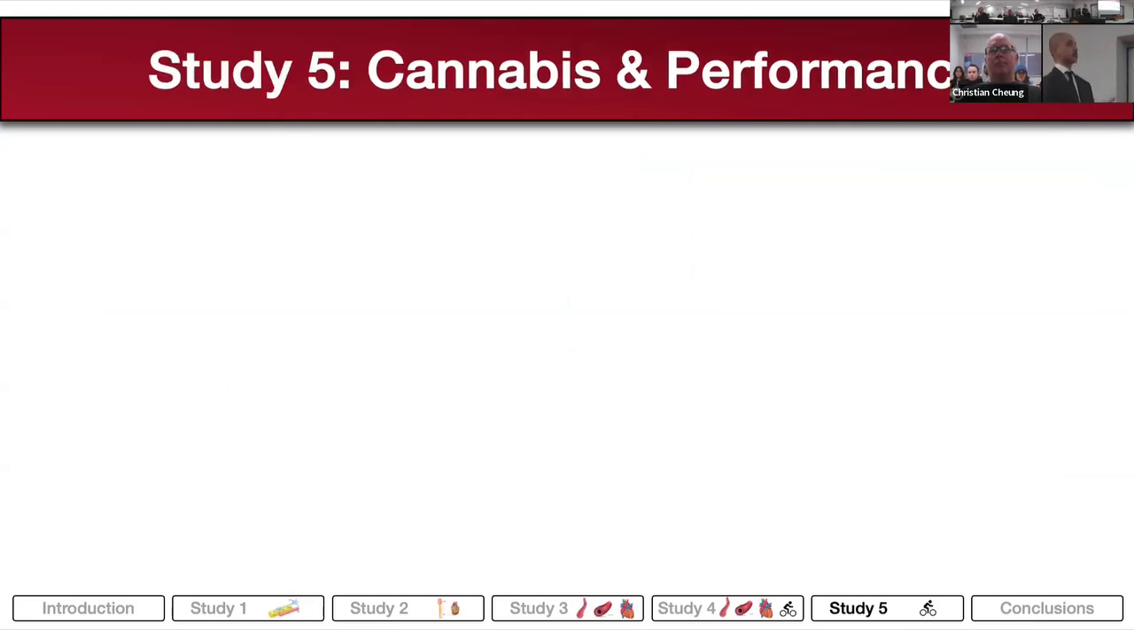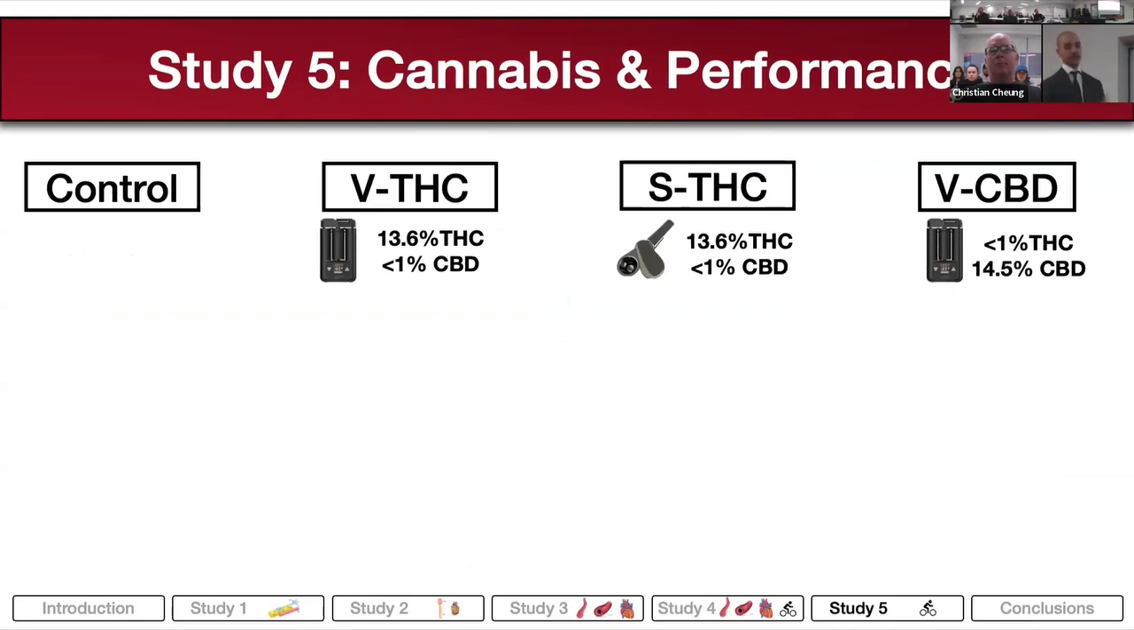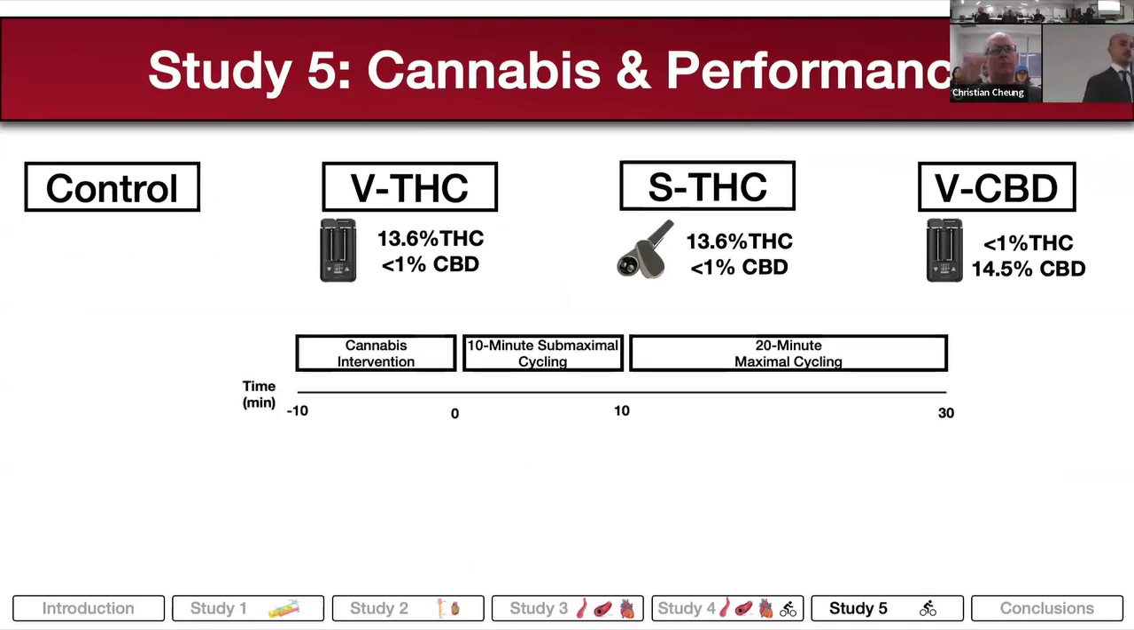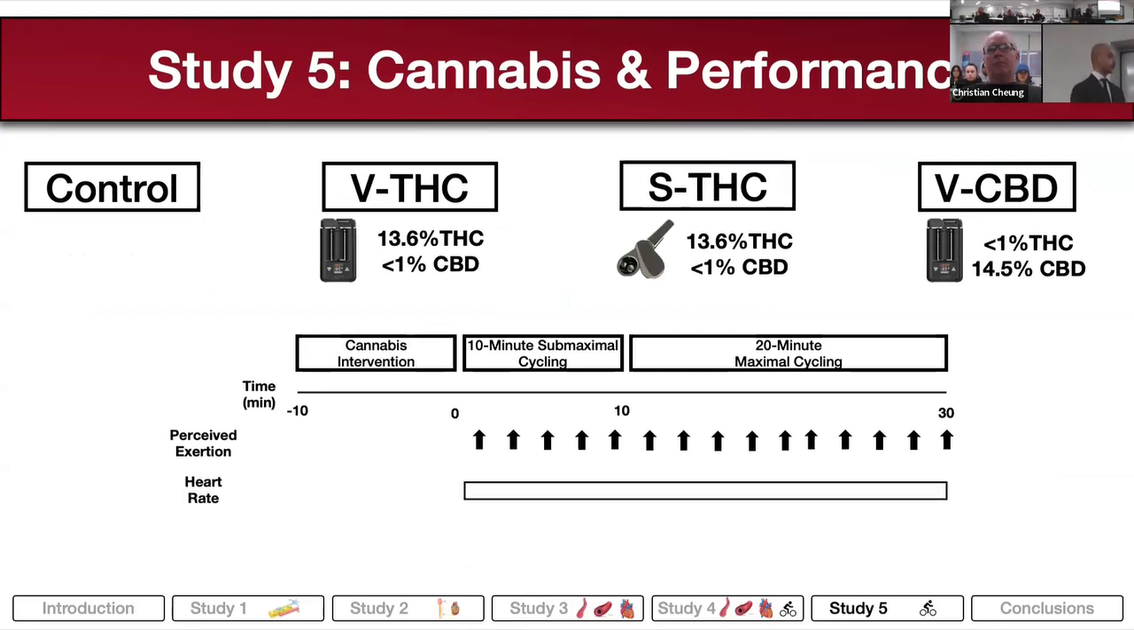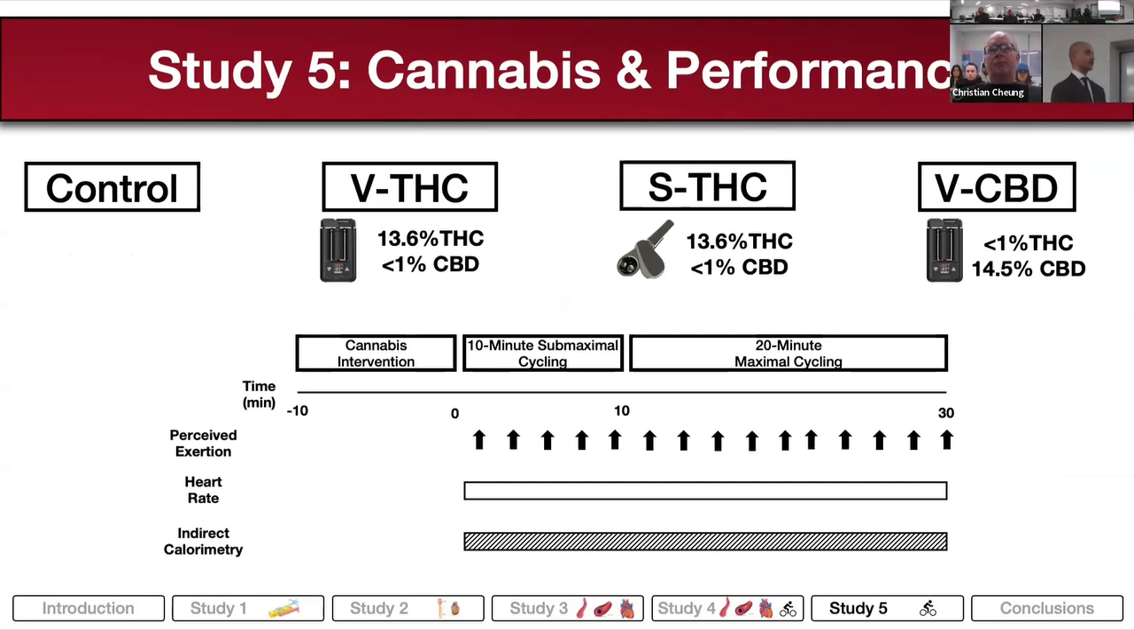So with our study, we wanted to address some of these knowledge gaps. And we did so by introducing the same cannabis conditions that by now you'll be familiar with, but asking participants to do 10 minutes of submaximal cycling, followed by 20 minutes of maximal cycling after that submaximal period. We, and when I say we, I really mean Riley, then asked perceived exertion every 2 minutes throughout the exercise bout. And then we also measured heart rate throughout, and as well measured metabolism using indirect calorimetry.